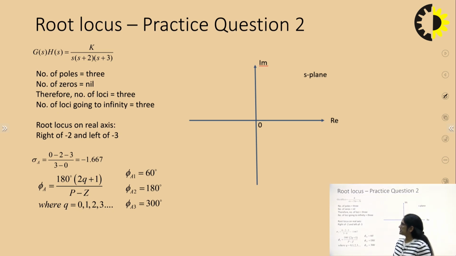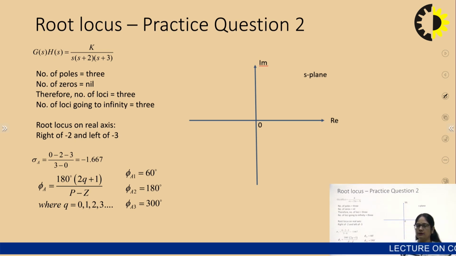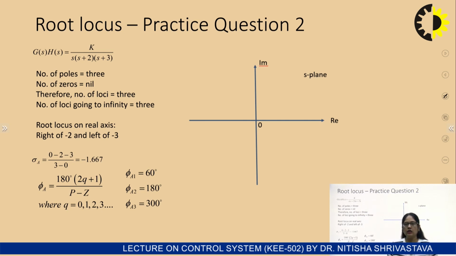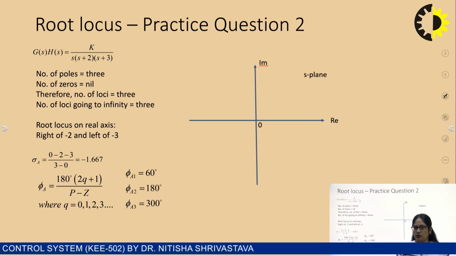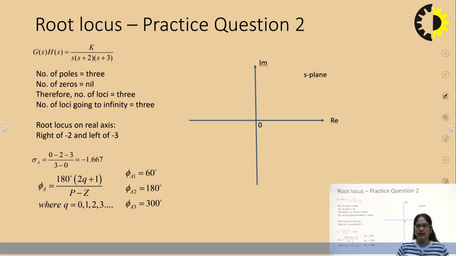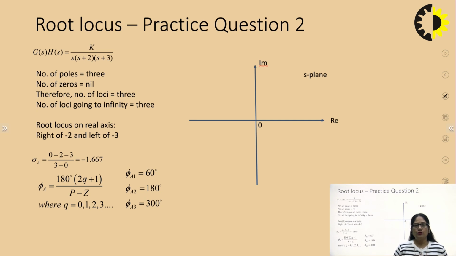To start the analysis, first we need to know how many poles there are, because the rules which we follow to draw the root locus start by knowing how many poles and how many zeros there are in the system, plotting those poles and zeros, then finding the number of loci and the root locus on the real axis. We also know that the root locus is symmetrical about the real axis. That was obvious with the previous example as well.